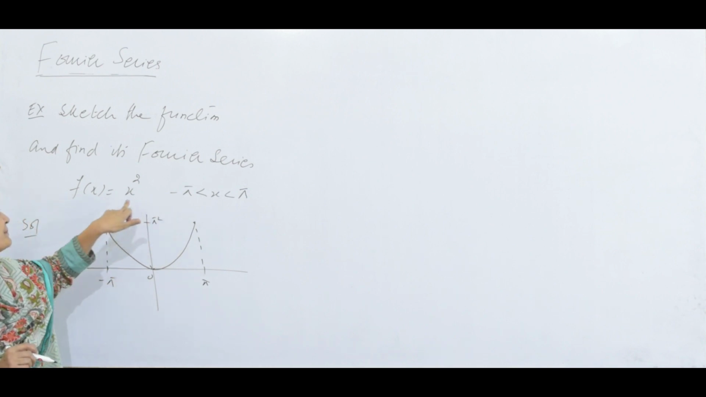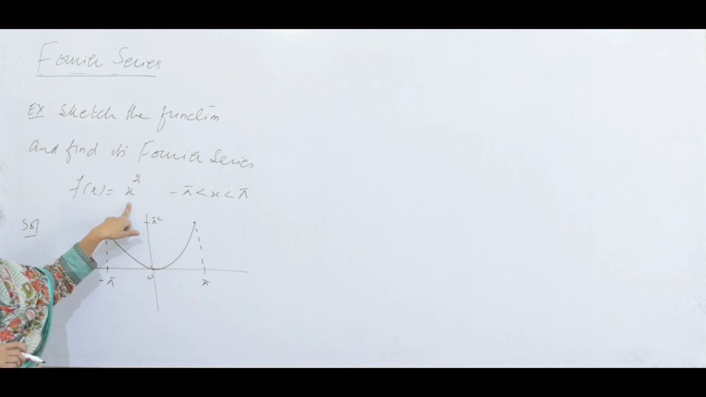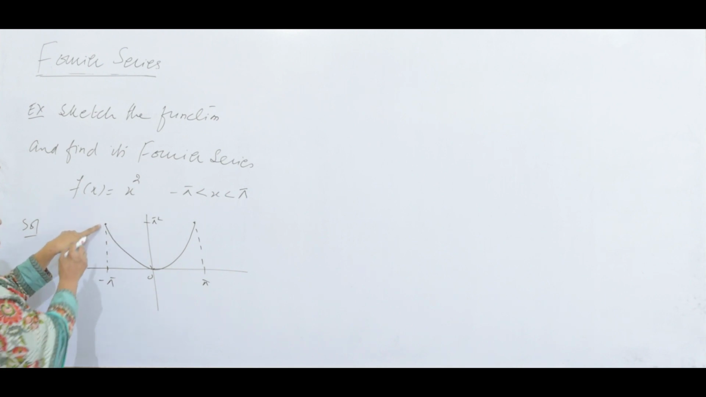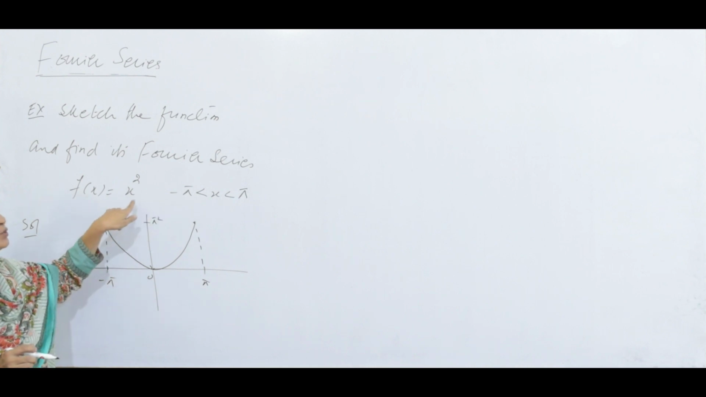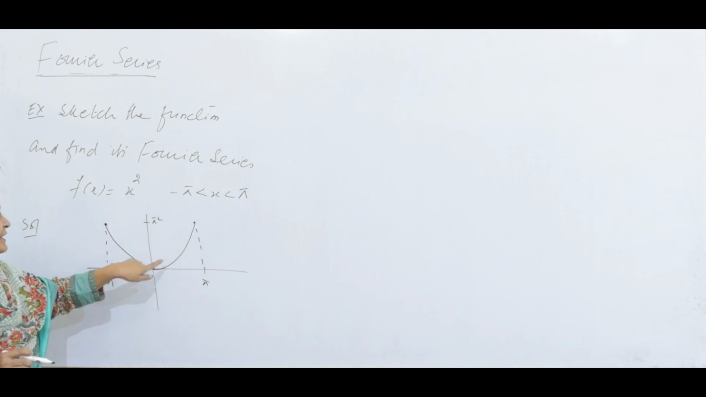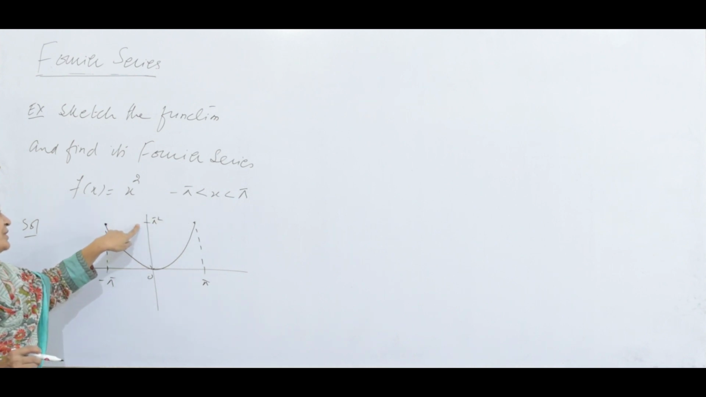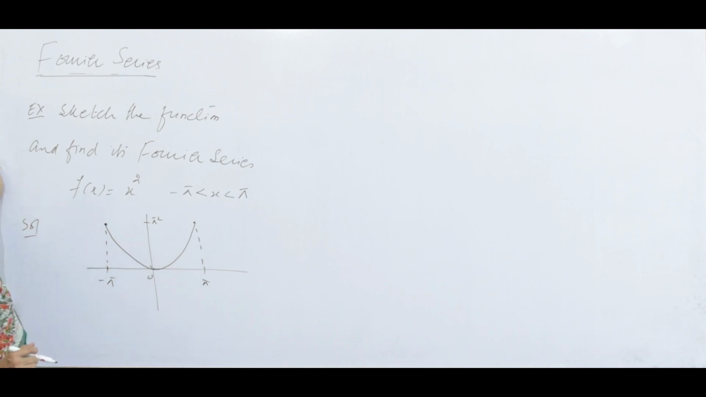When x is minus pi, f of x is pi square. This is pi square, pi square. When x is 0, it is 0. When x is pi, it is pi square. So the graph is a parabola.